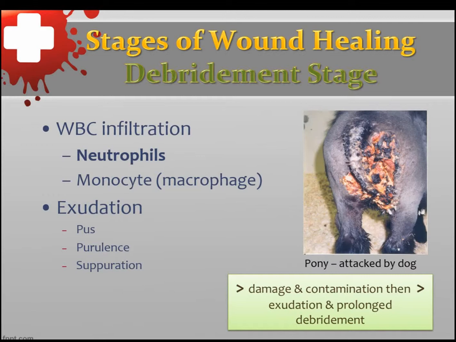So this is a picture of a pony's rear end, and it was attacked by a dog. And you can see within the large area of the wound, lots of black, dead, necrotic tissue. All of that is going to have to be debrided by those white blood cells, and there will be lots and lots of exudate because there's a lot of contamination in this wound that you're looking at.